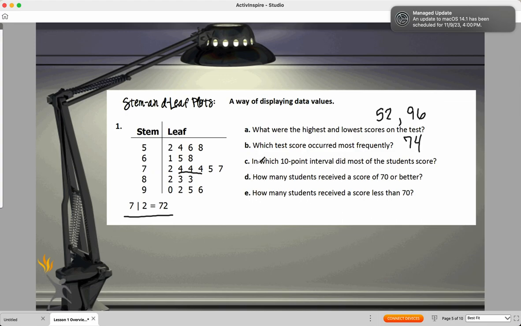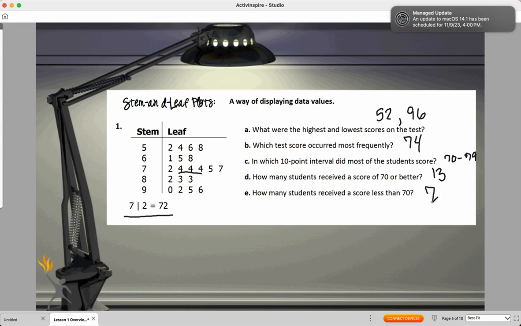Okay, in which of the 10-point intervals, which is each of these interval pieces, did most of the students score? Well, that's right here in the 70s. You can see the greatest amount of data. You've got 6 data points. So in the 70 to 80 mark. Well, 70 to 79, really. How many students scored better than 70? Well, 1, 2, that's 6, 7, 8, 9. 9 and 4 is 13 students. And how many students scored less than a 70? Well, looking down here, that's 7 students.